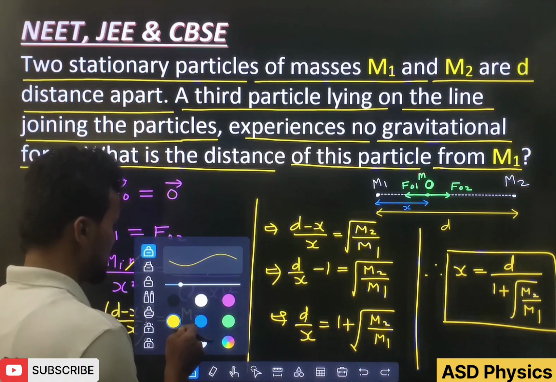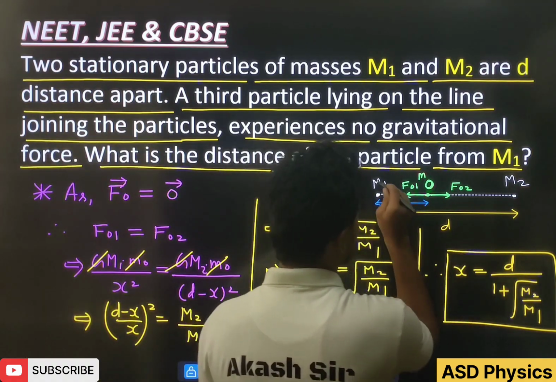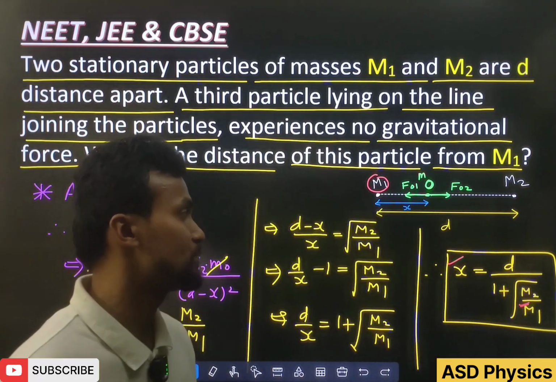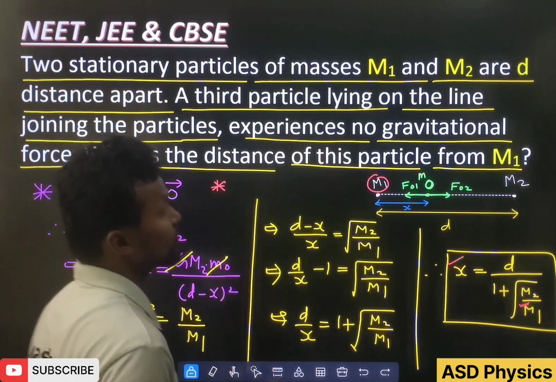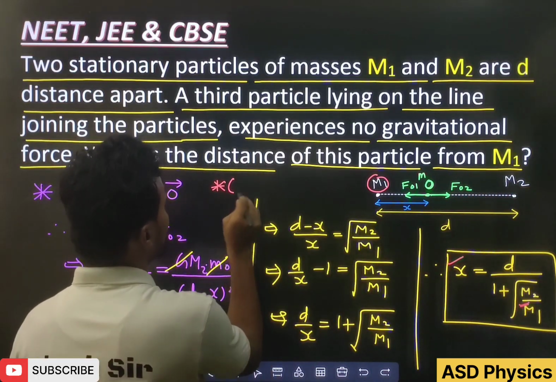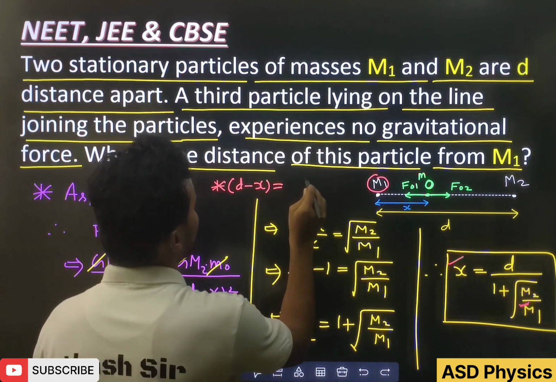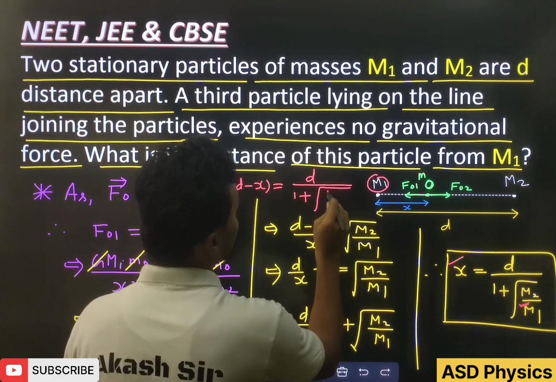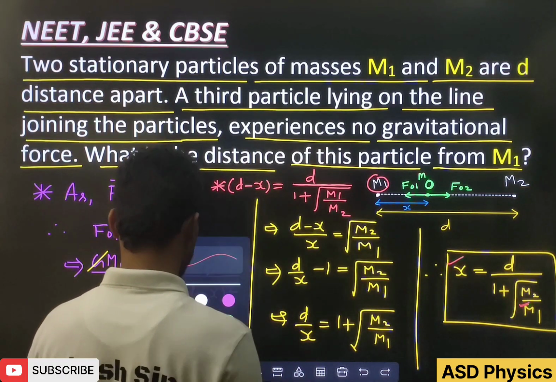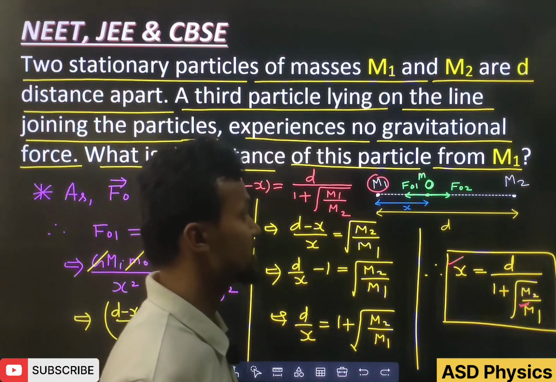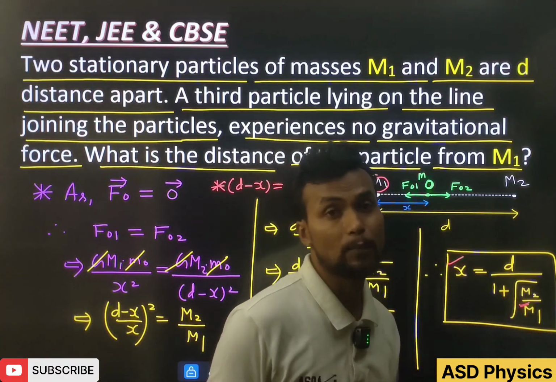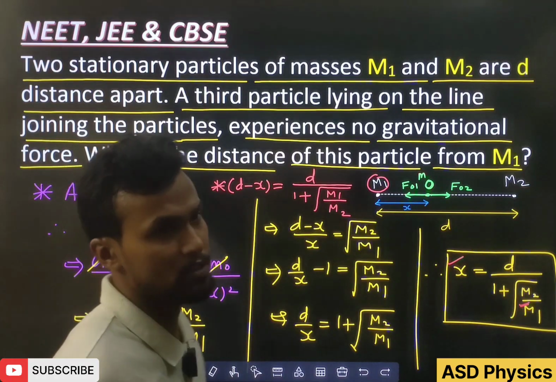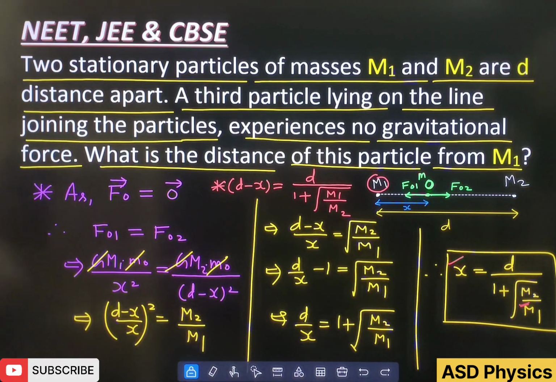And here, this distance we are seeing, from which mass? From the m1 mass. So this will be m2 by m1 here. If they are asking the distance from the m2 mass, what is the distance from the m2 mass? It will be d minus x. Then remember that it will become d by 1 plus root m1 by m2. So when you are seeing the distance from m1, it is 1 plus root m2 by m1, and when you are seeing the distance from m2, d minus x, it will become 1 plus root m1 by m2. Remember that. Very, very important.